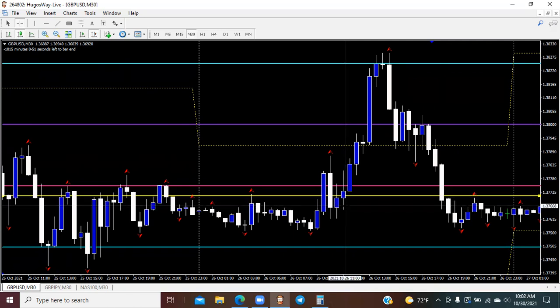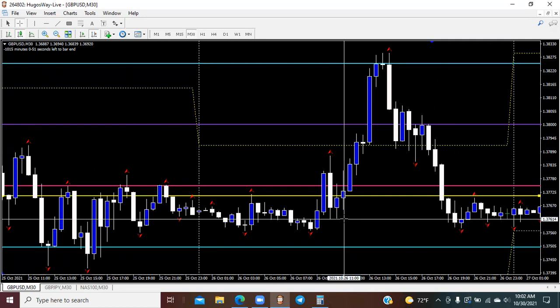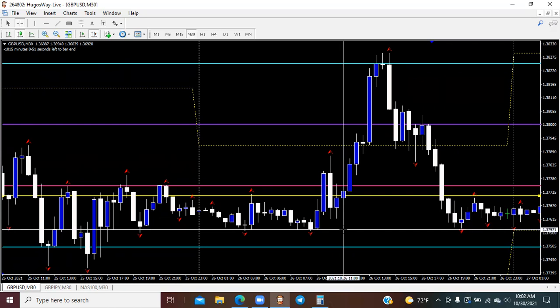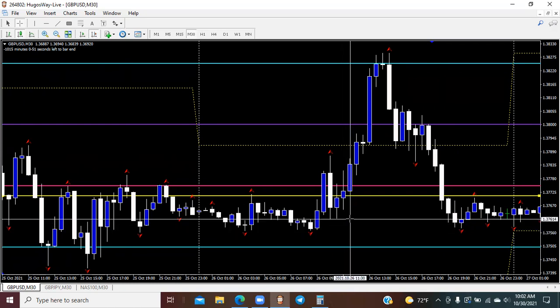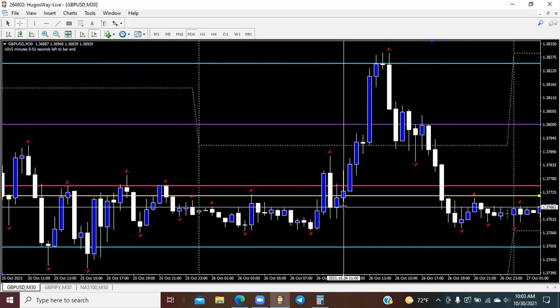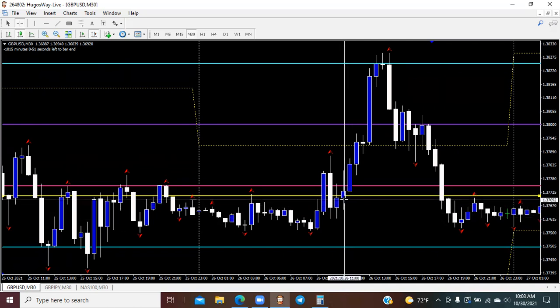And for me, trading tweezer bottoms, my stop loss is always below the low of those candles. Or if you want, you can put your stop loss here. It really doesn't matter. But I always put mine here because I'm trading a tweezer bottom pattern. All right, so as price continues to move up, then I will take the entry.